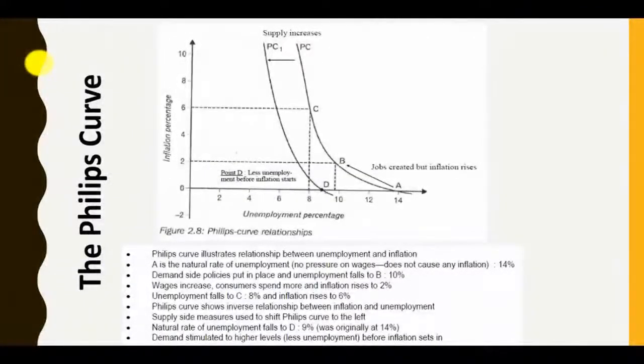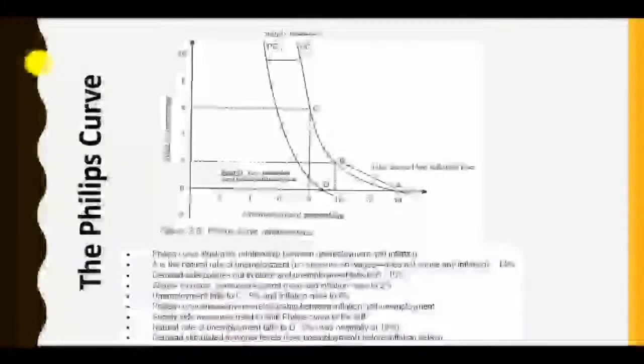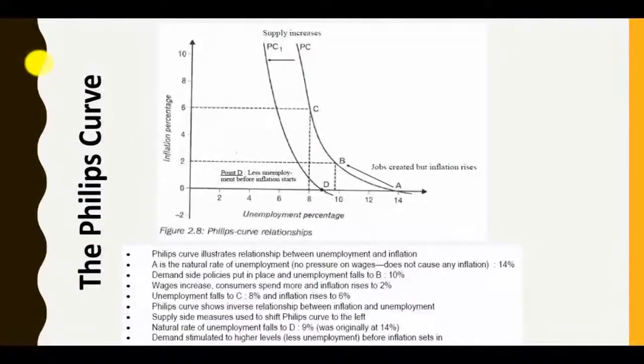Let us use some demand-side policies. For example, let's increase government expenditure on expanded public works programs, for example. Or let's build a new school. So demand-side policies are put in place. We move to point B on the graph. So we are very happy because unemployment has dropped to 10%. But can you see on the y-axis, grade 12s, what has happened? Inflation has increased to 2%.